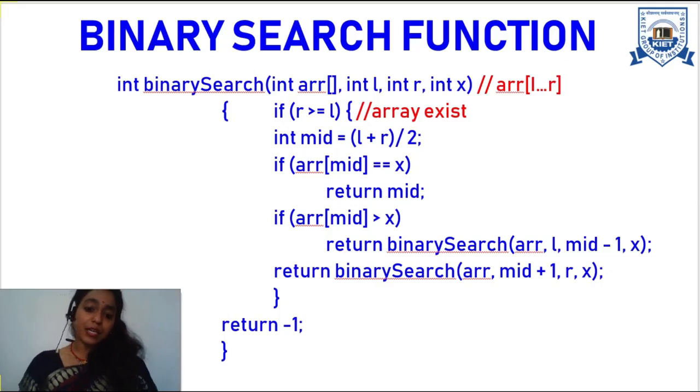And suppose the element was not present in the array, then in that case all these conditions will be false. Then we will be returning minus 1. This minus 1 will be signifying that element was not present in the array. So this is the concept of binary search.